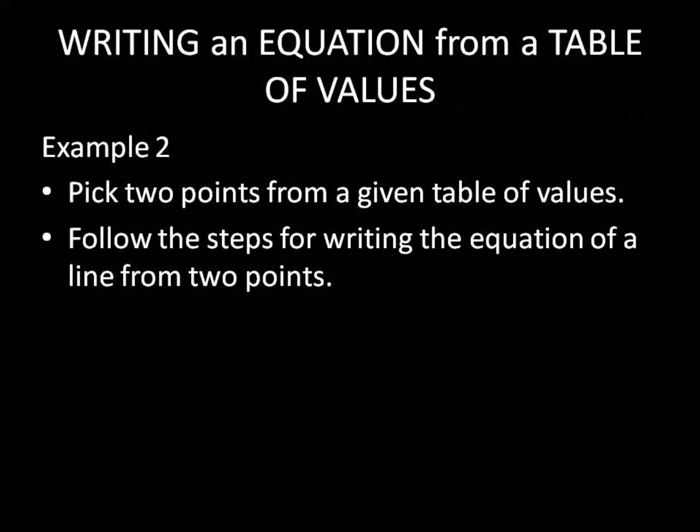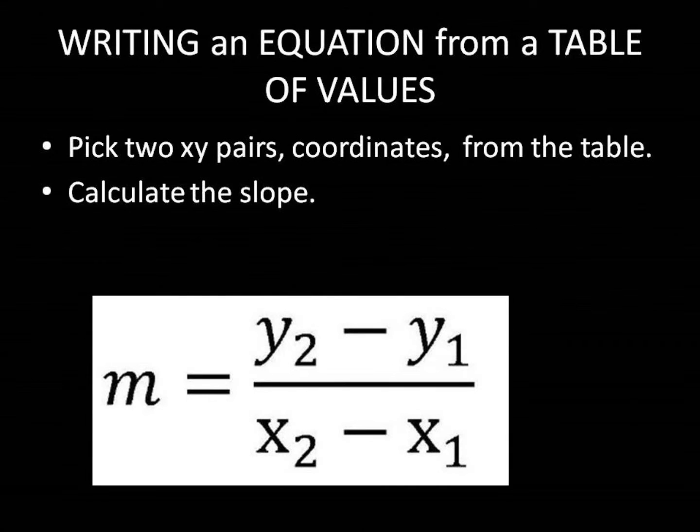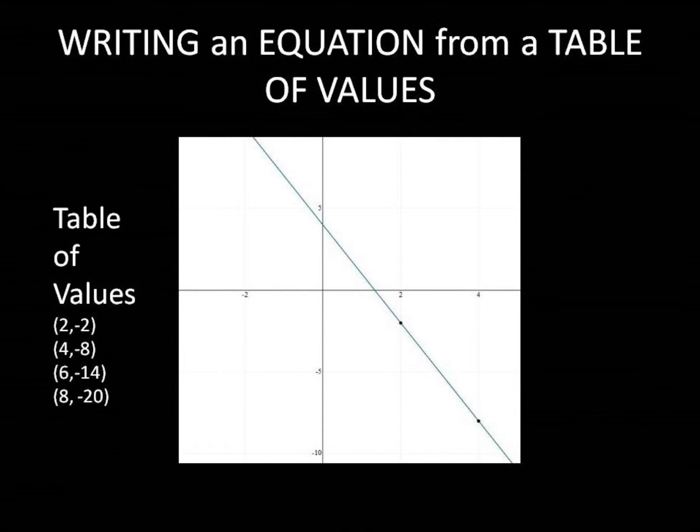Example number 2. Pick 2 points from the given table of values. Use the slope formula, y sub 2 minus y sub 1 over x sub 2 minus x sub 1. Our table of values consists of the points (2, -2), (4, -8), (6, -14), and (8, -20).